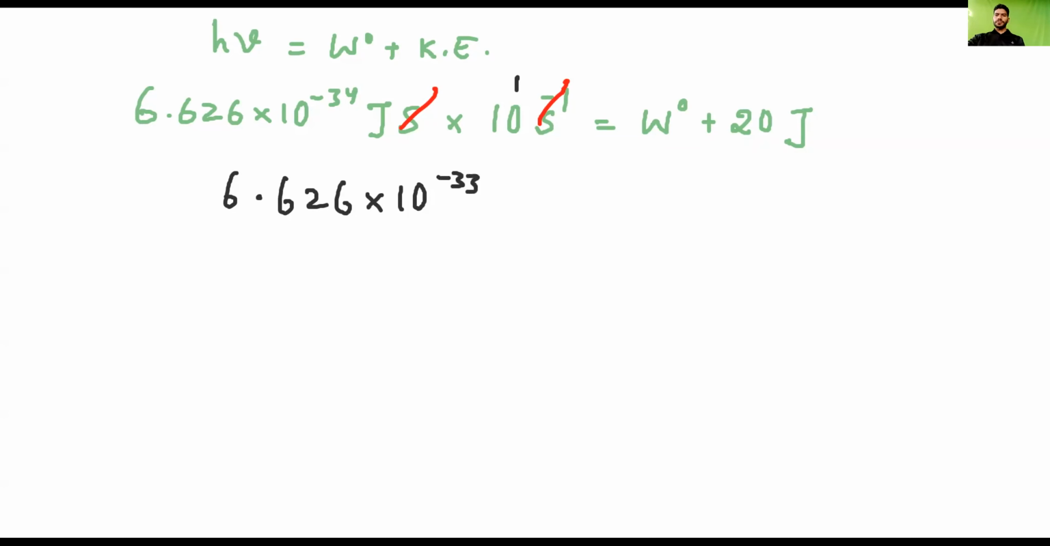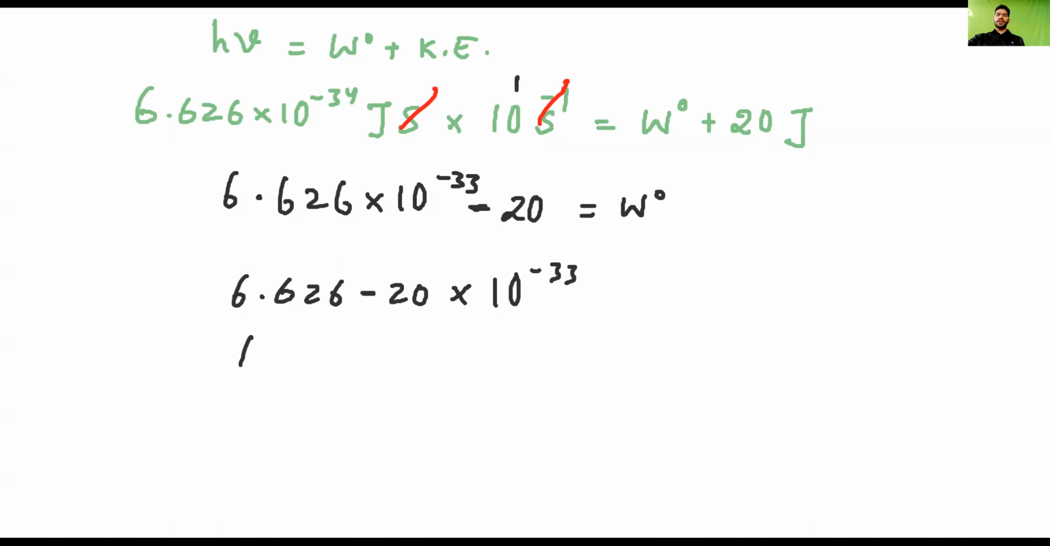So now here is 20 joule. When I take it to the left hand side, it will become minus 20, right? That will be your work function W naught. So that means it is 6.626 minus 20 into 10 raised to power minus 33. Got it? So now you can also write it like this: 66.26 into 10 raised to power minus 1, into 10 raised to power minus 33.